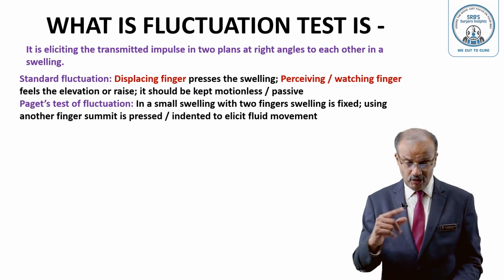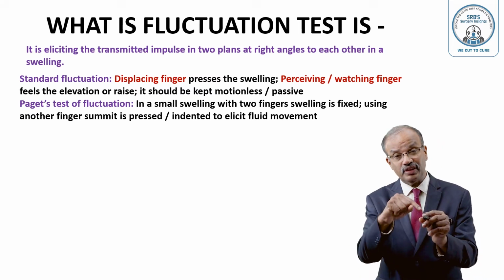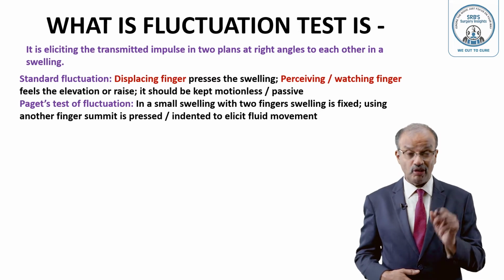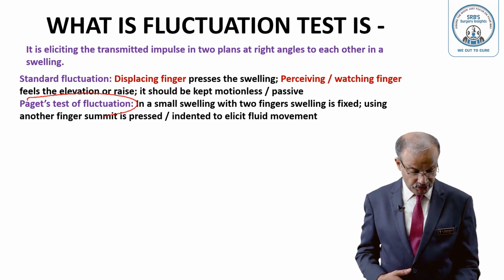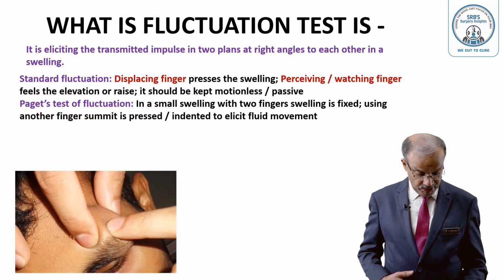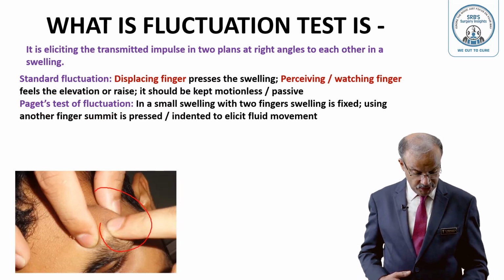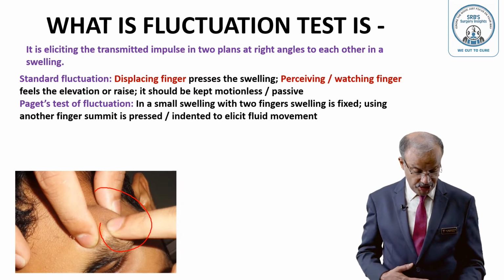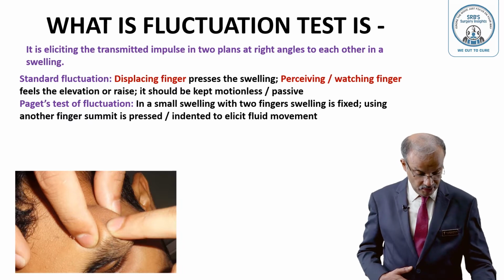Next, a test of fluctuation for a small swelling: fix the swelling, indent over the summit, and you will get a yielding sensation or fluid movement. In a small swelling, that is called Paget's test of fluctuation. Again, MCQ question. In a small swelling we will do it, and that is a typical Paget's test. Fix the swelling and indent or press over the summit, and you will get the fluid movement. That is called Paget's test of fluctuation.